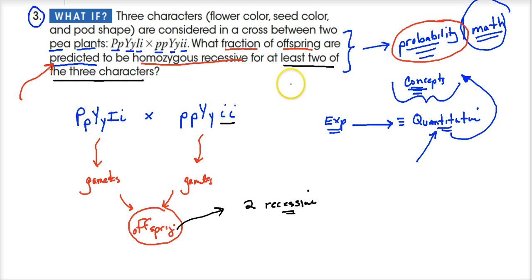So at least 2 of these 3 alleles in the offspring will be homozygous recessive, and you can have the third. When you say, can you give me at least $10? Well, I can give you $10, I can give you $20. I can't give you 5. So at least 2 or 3 characters means I can have 2 of the 3, and I can also have all 3. And if you're not quite getting what I mean by all 3, we'll get to that.